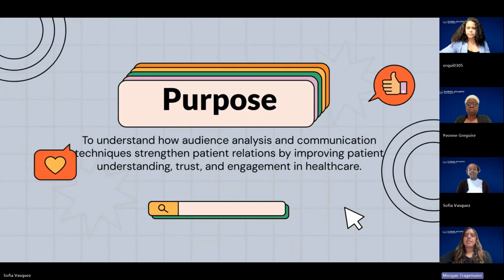The purpose of this presentation is to highlight how audience analysis and communication techniques improve patient care, understanding, trust, and engagement in healthcare.